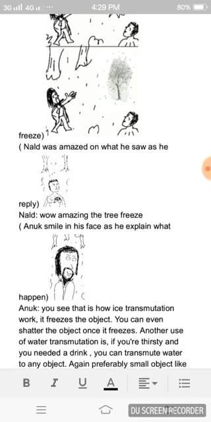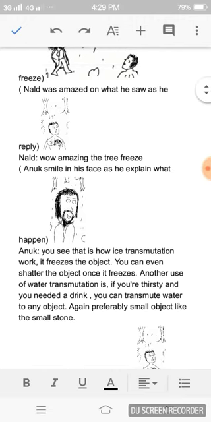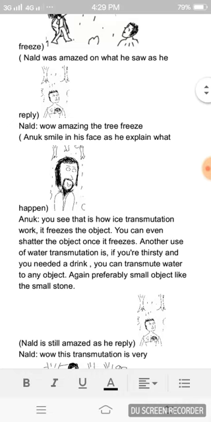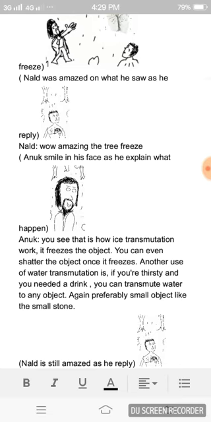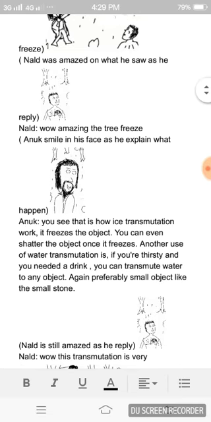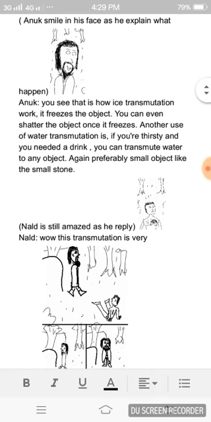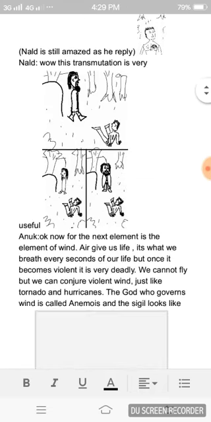Anuc smiled as he explained, "You see, that is how ice transmutation works. It freezes the object. You can even shatter the object once it freezes. Another use of water transmutation is if you're thirsty and you need a drink, you can transmute water into any object, again, preferably a small object like this small stone." Nald was still amazed as he replied, "Wow, this transmutation is very useful."